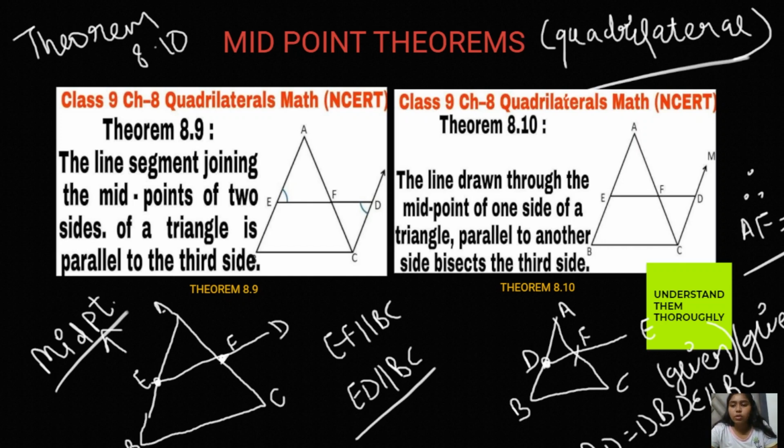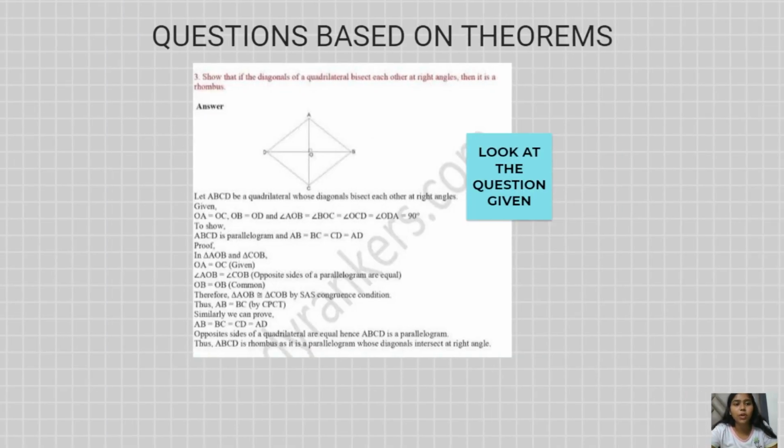So before beginning with that, let's move to the questions of each theorem so that you can have a better understanding of how the questions of this theorem can be solved. Our first question is: show that if the diagonals of a quadrilateral bisect each other at right angles, this is the given figure. These are the diagonals, they bisect each other at right angles. Then we have to show that this particular figure is a rhombus.